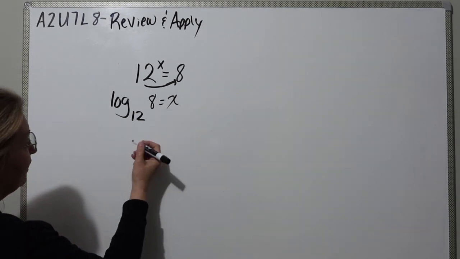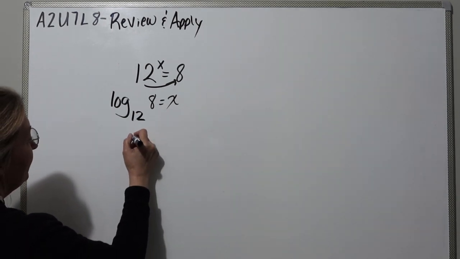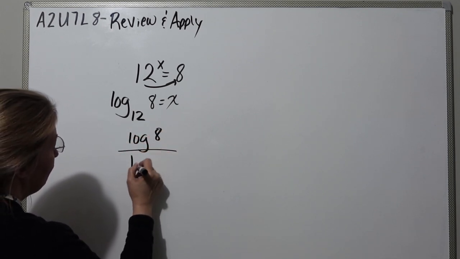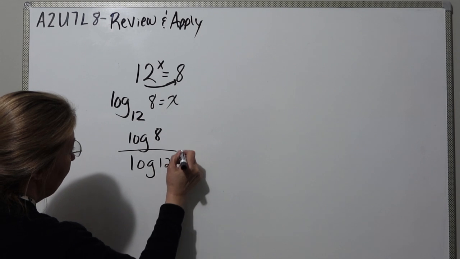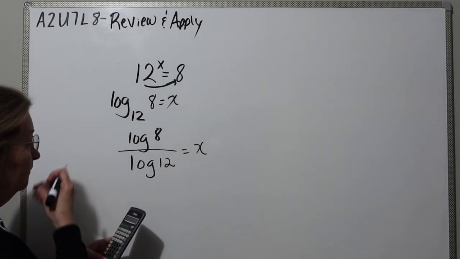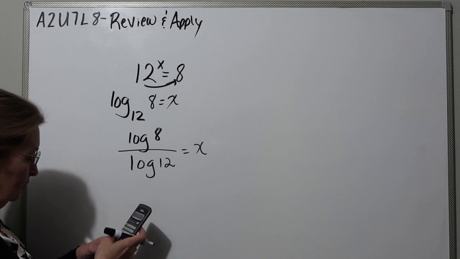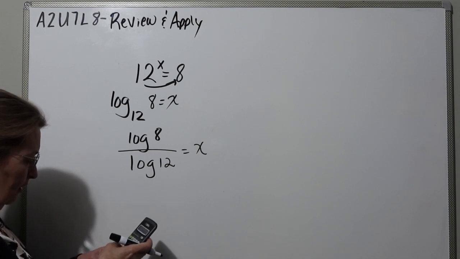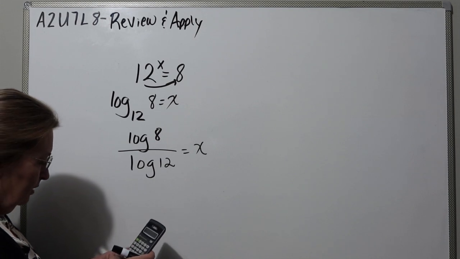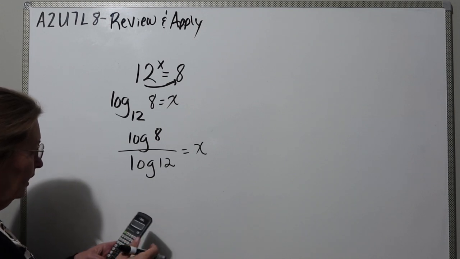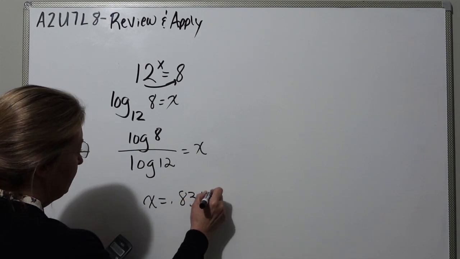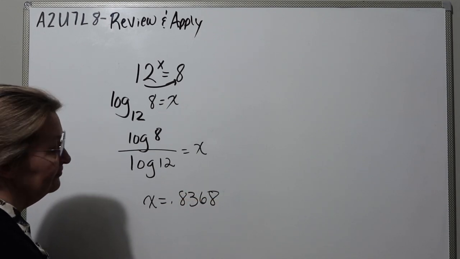Since I don't have that, I'm going to use change of base, and this is going to be log of 8 over log 12 equals x. And let me put that in the calculator real quick. I've got log 8 divided by log 12, and I get x is equal to 0.8368. Let's do another one.